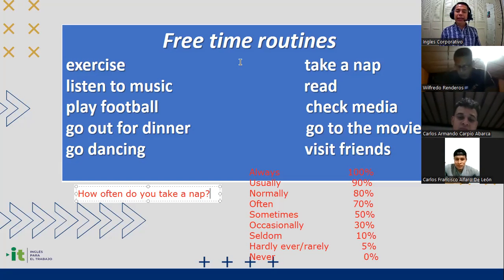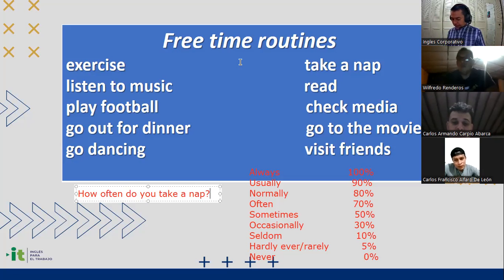How often do you take a nap? You can say, I always take a nap. I usually take a nap. I normally take a nap. I hardly ever take a nap. Okay, good. Thank you. Now, read. How often do you read, Francisco? How do you say read? Read is, in Spanish, leer. Oh, okay. How often do you read? I occasionally read. Okay, good.